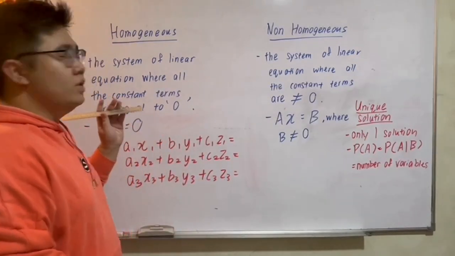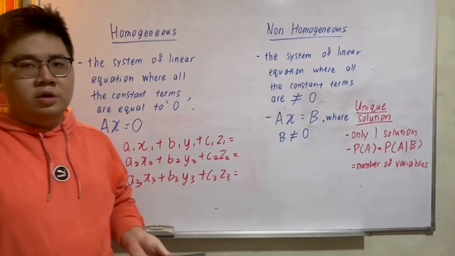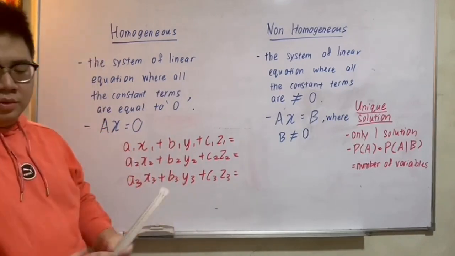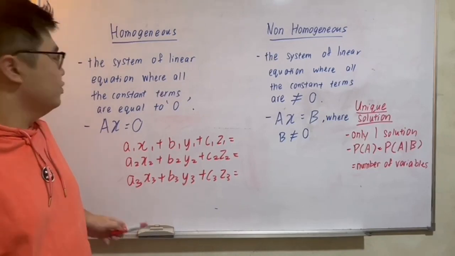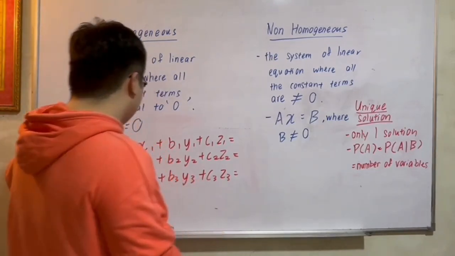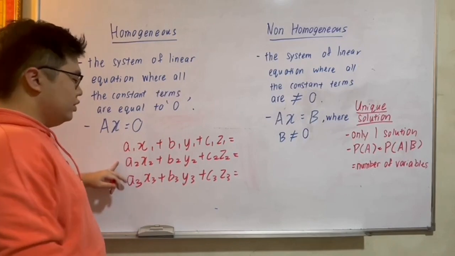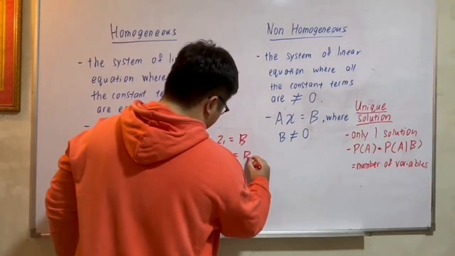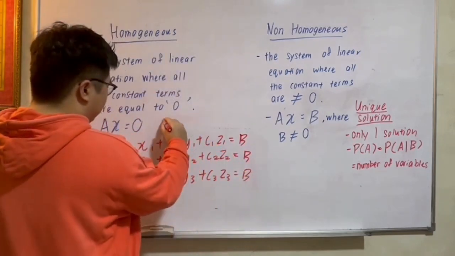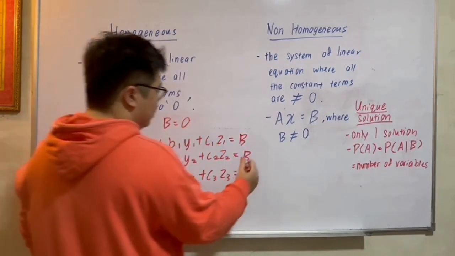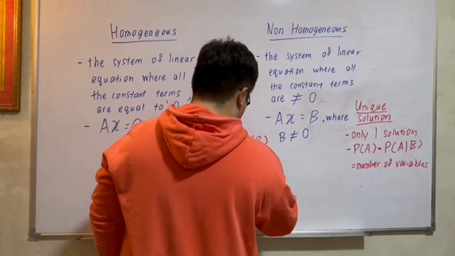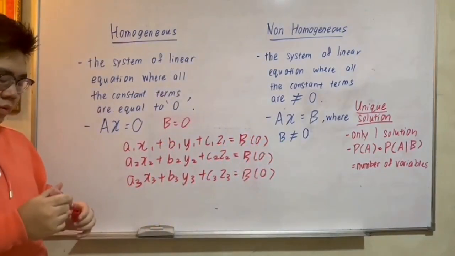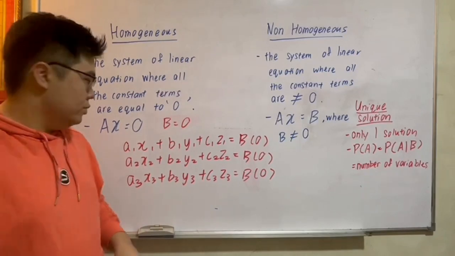The homogeneous system is the system of linear equations where all the constant terms are equal to 0. For example, like all these equations right here, we have b, which is right here, has to be 0. That's one of the traits of the homogeneous system.